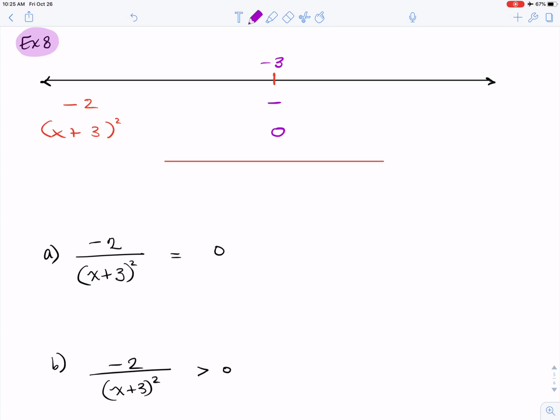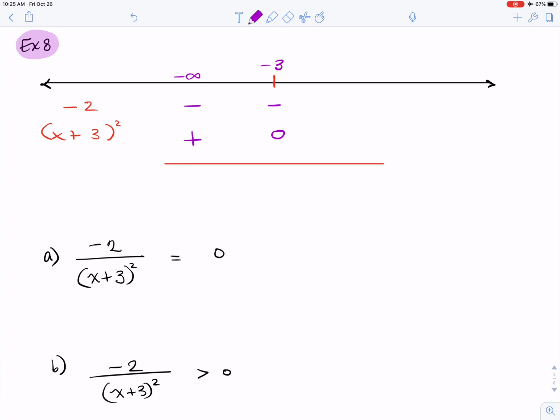Now let's choose numbers on the left side and on the right side. So over here, you might want to choose a -100 or a -1000. Negative infinity. Again, it doesn't really matter. This number is always going to be negative no matter how you look at it. If you plug in any negative number into my next factor, but then you square it, it's going to turn into a positive.